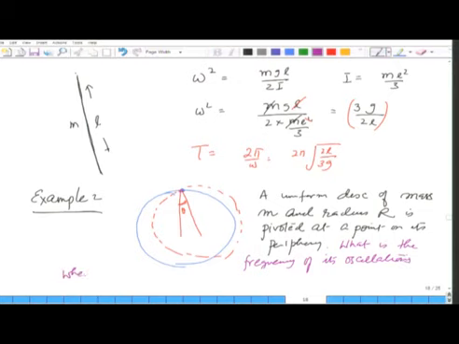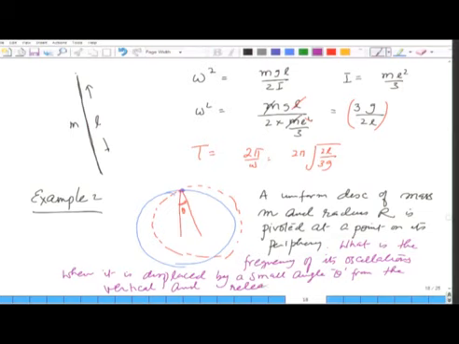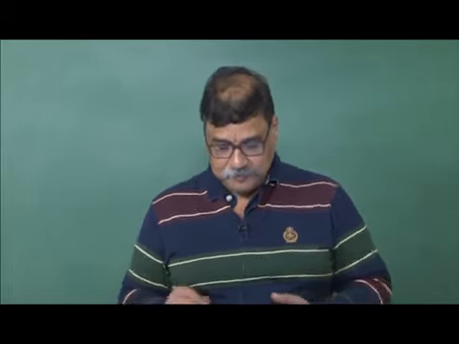when it is displaced by a small angle theta from the vertical and released. So, what we are doing is we are taking this disc, displacing it slightly from the vertical position where it is in equilibrium and releasing it. We want to know the frequency.